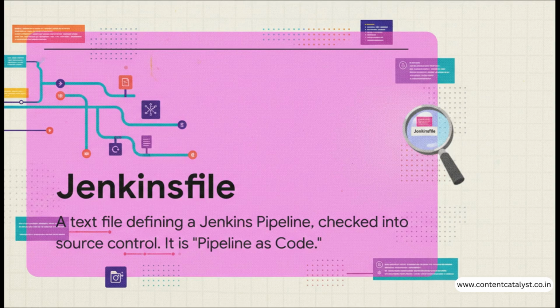That's it. But by putting your pipeline's definition in this file and checking it into your Git repository right alongside your application code, you start treating your automation like actual software. It gets code reviews, it has a version history, the whole team can see it and contribute.